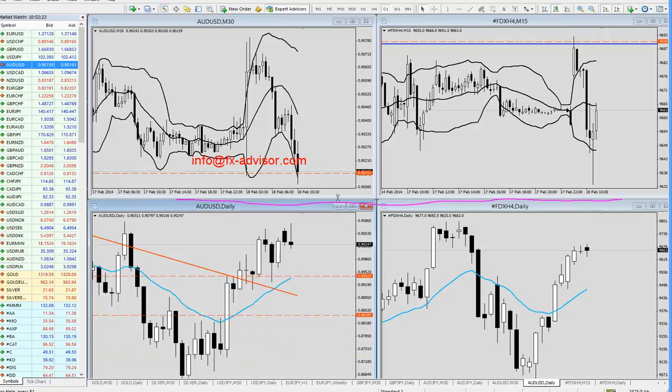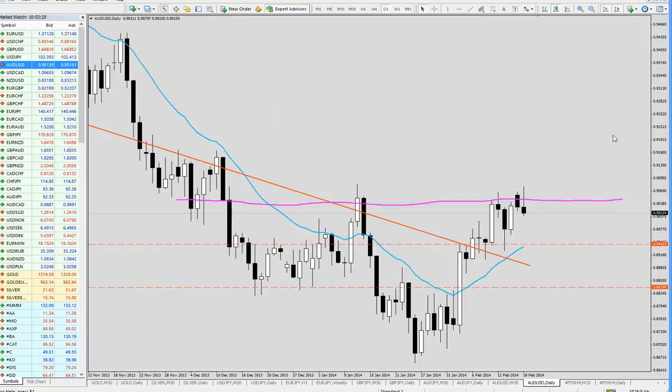Let's just switch to daily for a second, just to confirm. 1, 2, 3, and we can think about the move back towards the previous support, the falling trend line, which has been broken now, and should work as a support. Okay.